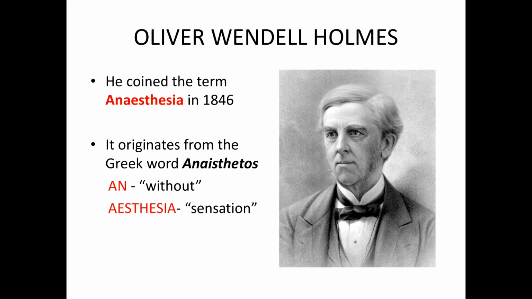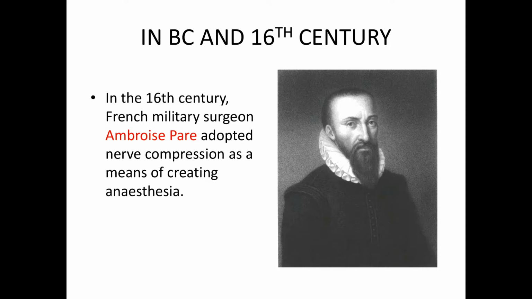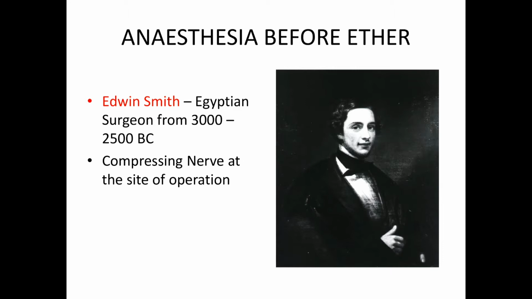In the 16th century, French military surgeon Ambroise Paré adopted nerve compression as a means of creating anaesthesia. Anaesthesia before ether. Edwin Smith, an Egyptian surgeon from 3000 to 2500 BC, practiced anaesthesia by compressing nerve at the site of operation.